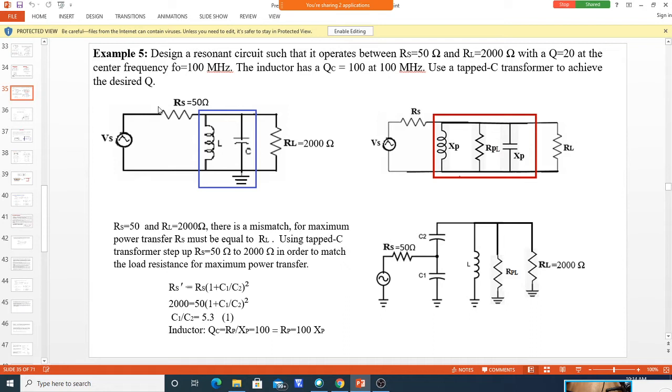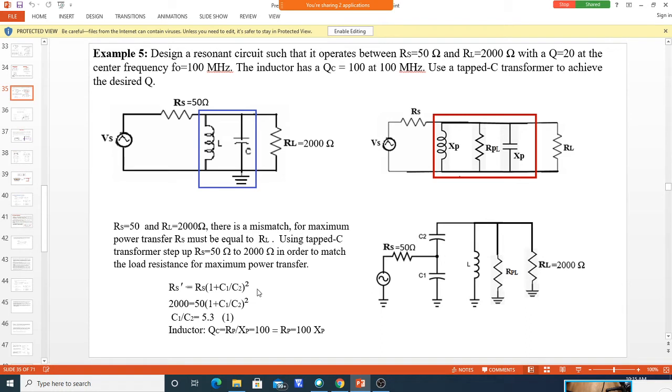So what is the required value of RS? We can decide from this problem statement. This RS must be equal to 2K. Now the required value, call it RS dash. What is the RS dash required? This is 2K. And this RS dash is related through this equation.